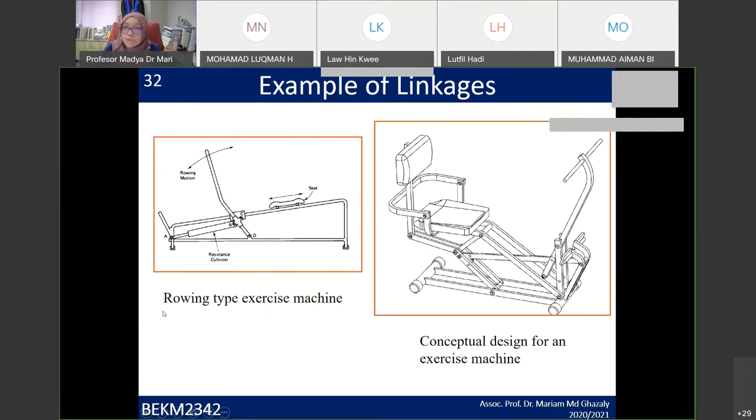And then the rowing machine, for those who are doing exercises. So maybe you have ridden on a rowing machine. If you have a rowing machine at home, look at that rowing machine. What are the linkages that you have? Which one slides, which one rotates, and so on.